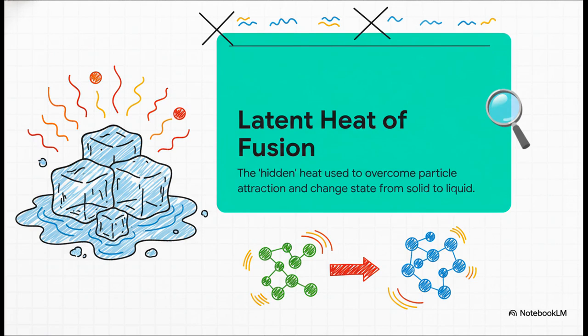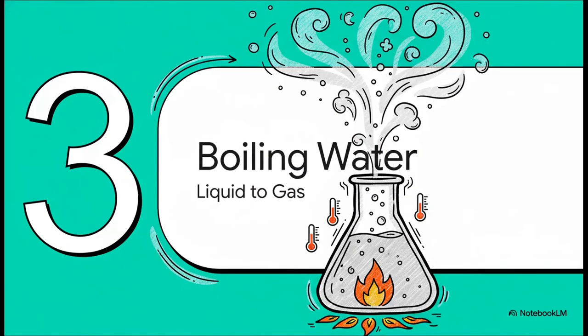The answer to this puzzle is a concept called latent heat. The word latent actually means hidden. So the heat which we are supplying is getting used up to change the state of matter. It is being used to overcome the forces of attraction between the particles of ice. This hidden heat, which changes a solid to a liquid, is known as the latent heat of fusion. Okay, so now all the ice in our beaker has melted.